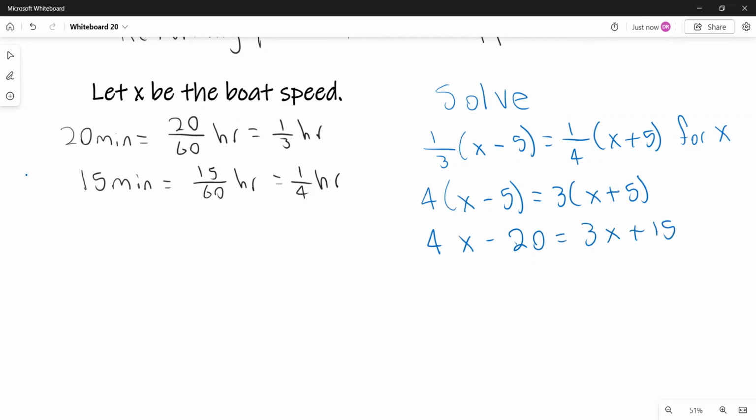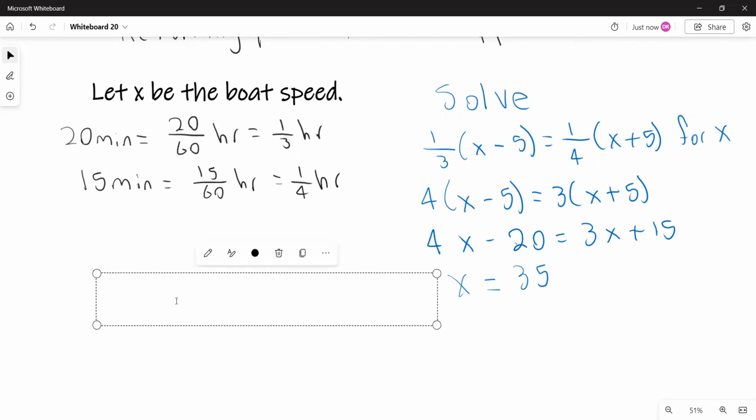And then subtract 3x from both sides. So 4x minus 3x is x. And 15 plus 20 is 35. So her boat speed was 35 miles per hour. Sorry, not miles, kilometers per hour.